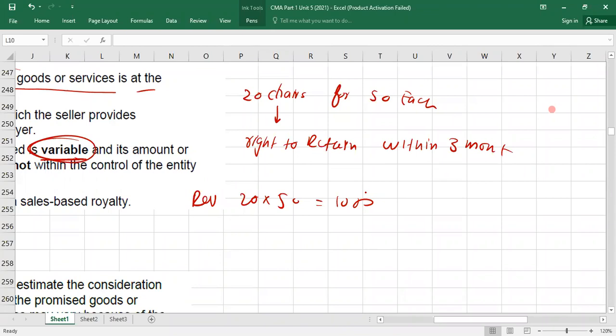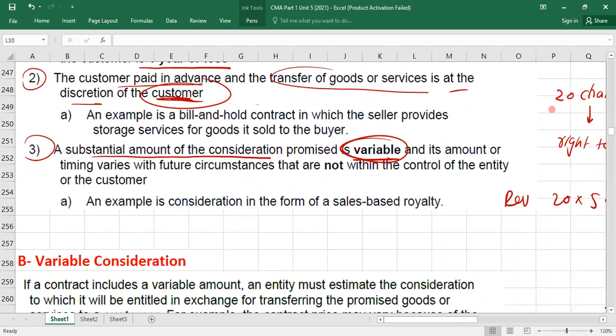Maybe I was expecting you will not return anything, but you returned. Again, it will affect the values. Maybe I was expecting you will return, but you didn't return. Again, it will affect the values. Right or wrong? By the way, we have proper accounting for how to deal with rights of return. The example is there. I have included everything, but I'm giving you just rough theoretical examples.